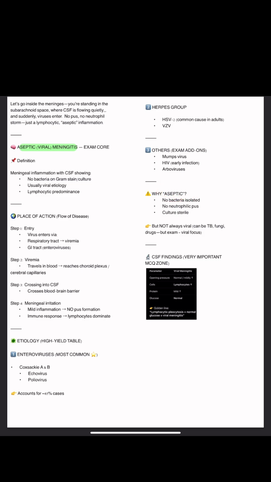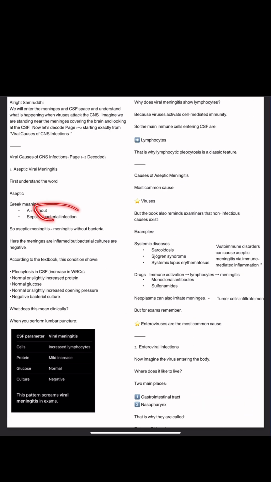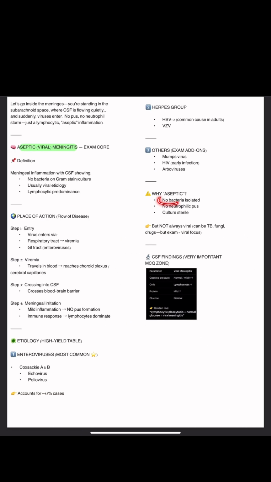Now, why is it called aseptic? Aseptic means without bacterial infection. So no bacteria are isolated, there is no neutrophilic pus, and the culture is sterile. But it is not always viral. It can be TB, fungi, or drugs, but the exam will focus only on viral aseptic meningitis. Aseptic meningitis can also be due to TB, fungi, or drugs.